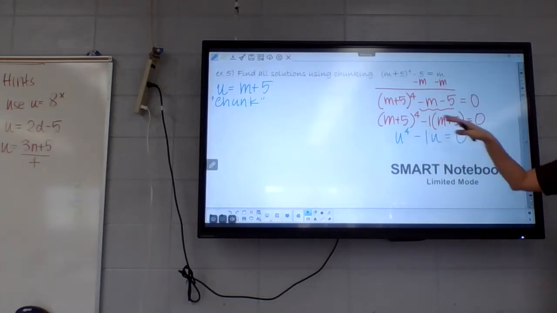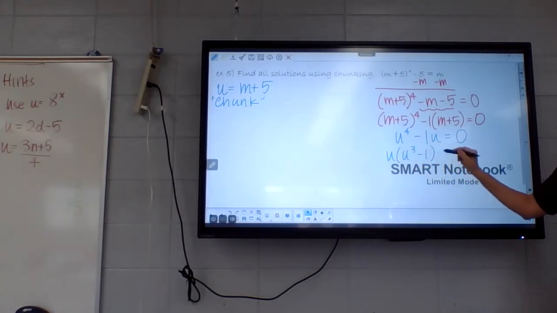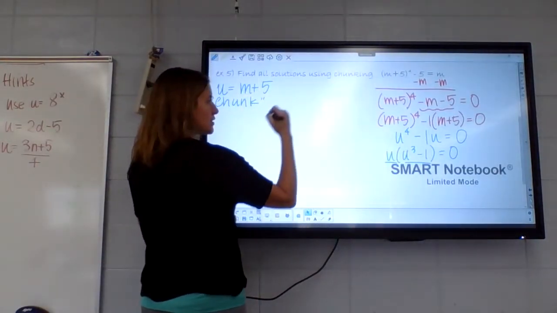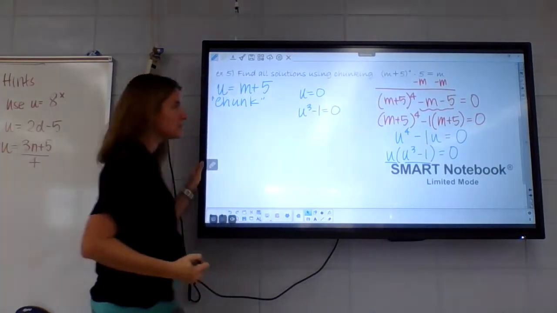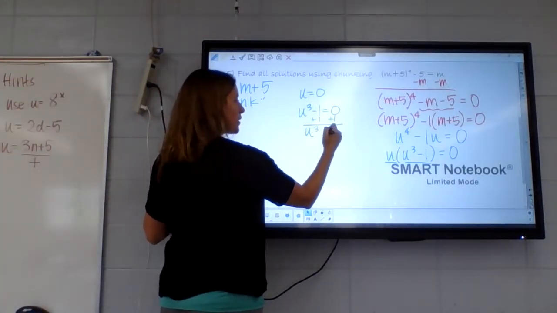And I'm going to solve this new blue equation now. What do you guys want to do to get to solve this? Just focus on the blue though now. What can we do first? The u. So, yeah, we're going to pull out the GCF, right? I'm going to pull that u out here. So I have two solutions here, two parts. So I have u equals 0, and I have u to the 3rd minus 1 equals 0. I'm going to move that 1 over. U to the 3rd equals 1.